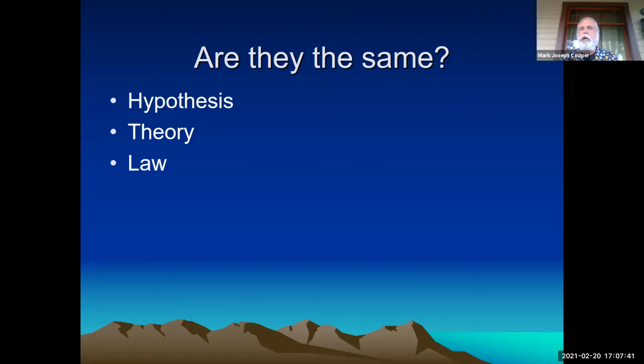The last one is a law, and a law is basically we're pretty sure this is true. We've tested this over and over and over, and we have not found anything wrong with it. The law of gravity is probably a good example.